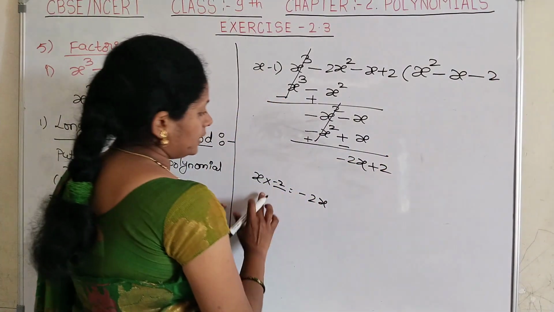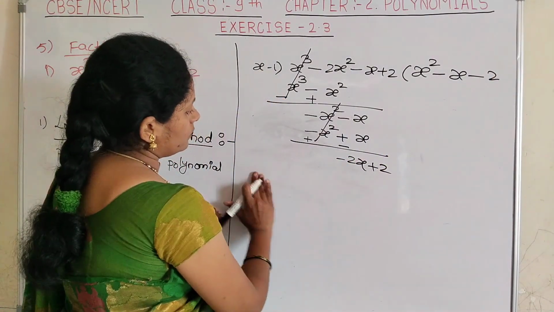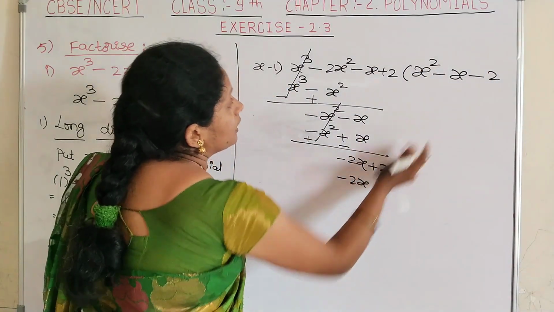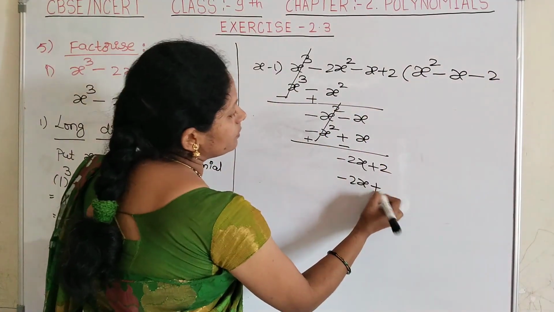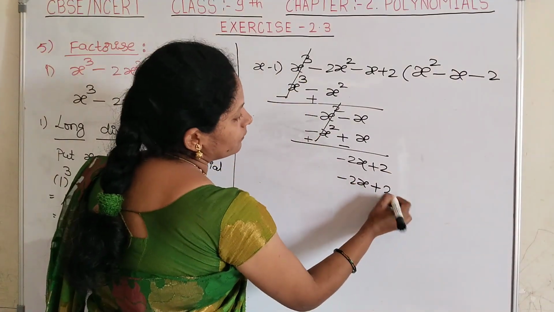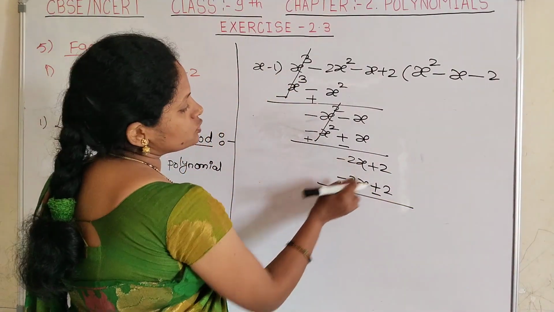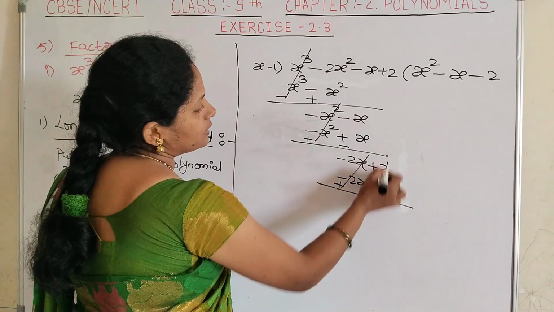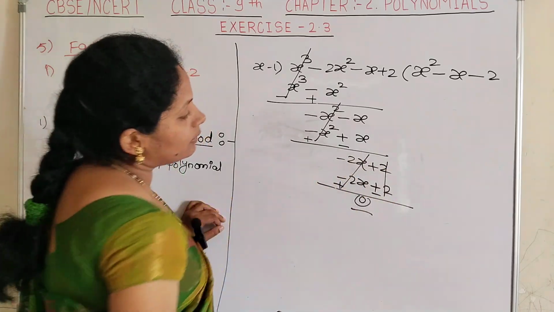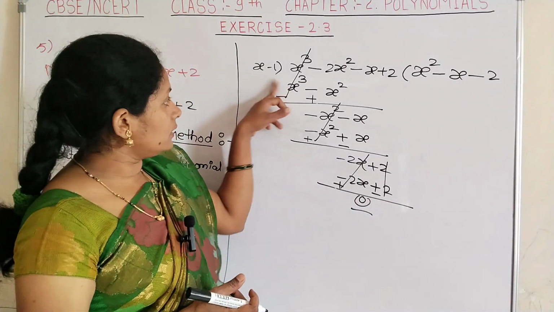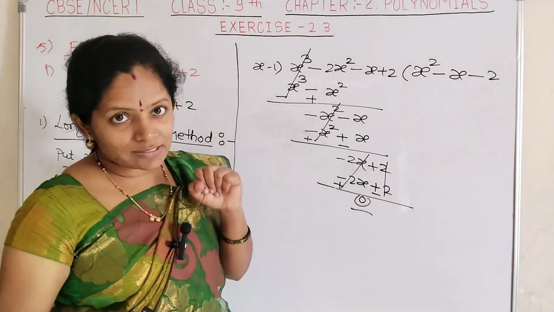The number which should be written here is the minus 2. Minus 2 into x is minus 2x. Minus into minus is the plus. 2 1s are 2. Change the signs: plus 2x and minus 2x, plus 2 and minus 2. We get the remainder as 0. By this, we can say that x minus 1 completely divides this.